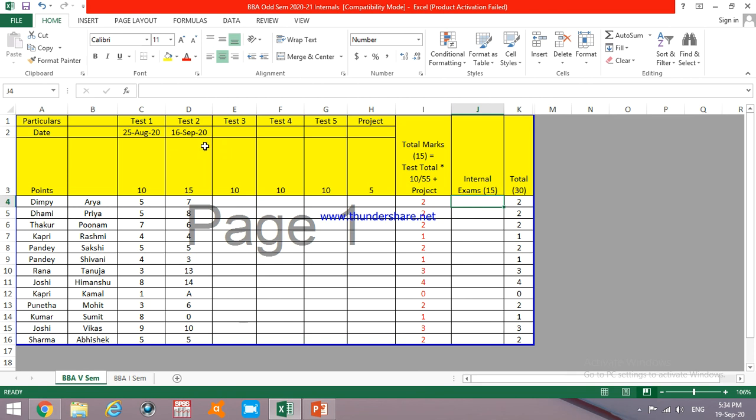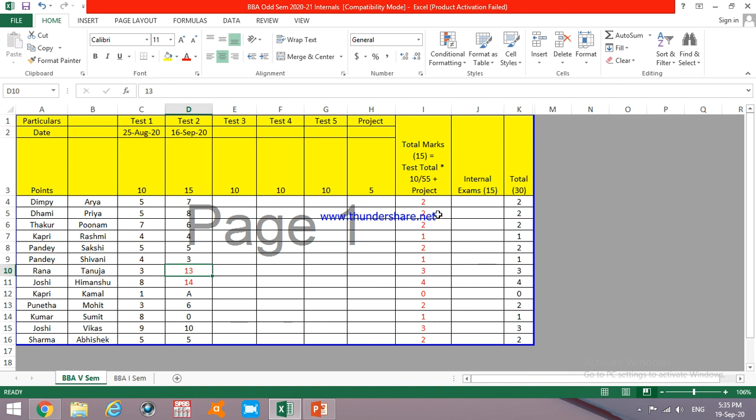Now let us talk about the results as far as test 2 is concerned. You can see here the results. The best performance was by Himanshu Joshi, who scored 14 out of 15, and then we have Tanuja Rana, who after having scored a low 3 out of 10 in the first test, has now scored 13 out of 15. And then we have got some laggards as well, and Kamal Kapdi has been absent. So good performance by Himanshu Joshi and Tanuja Rana, and apart from Kamal and Sumit, all those who are scoring more than 6 have not been very good performers. Their performance can be termed as average, right?